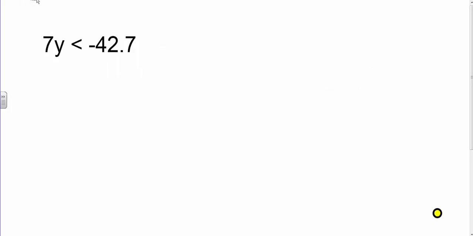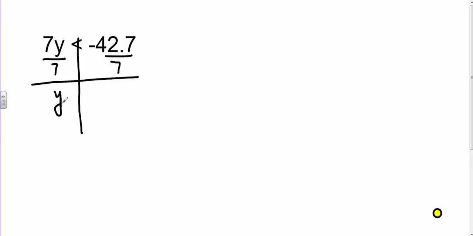Now we've got 7y is less than negative 42.7. Draw our line down the middle. We're multiplying by 7, so the opposite of multiplying by 7 is to divide by 7. Draw our line indicating a new step. We have y is less than negative 6.1.